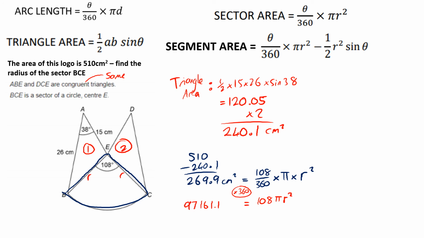What do we do now? Well, we want to divide by 108 pi. Which is going to give us a slightly more manageable r squared is equal to 286, and then we don't want r squared, we want the radius, so we can finally say that the radius is equal to the square root of 286.4 as I've actually got, and that would tell us a radius finally of 16.9 centimeters.